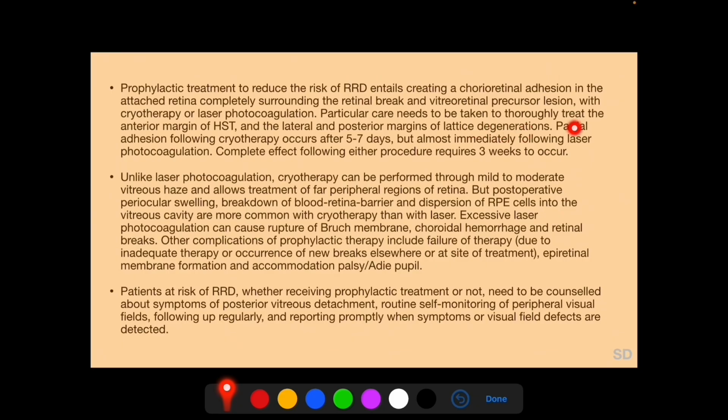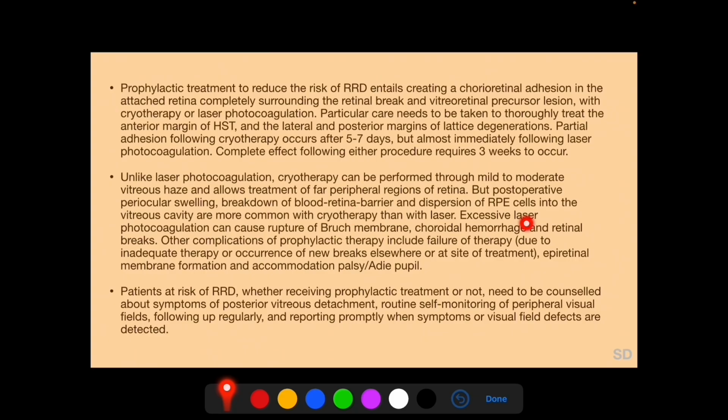Partial adhesion following cryotherapy occurs after 5 to 7 days but almost immediately following laser photocoagulation. Complete effect following either procedure requires 3 weeks to occur. Unlike laser photocoagulation, cryotherapy can be performed through mild to moderate vitreous haze, and cryotherapy allows treatment of far peripheral anterior regions of the retina, but postoperative periocular swelling, breakdown of the blood-retina barrier, and dispersion of RPE cells into the vitreous cavity are more common with cryotherapy than with laser.